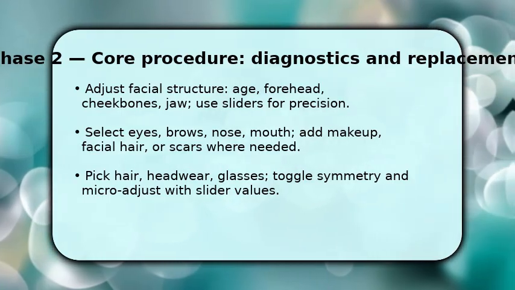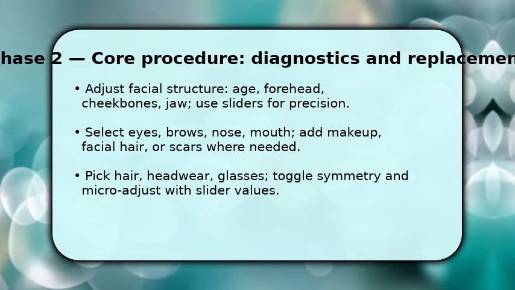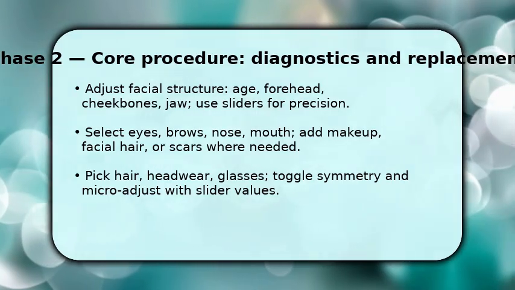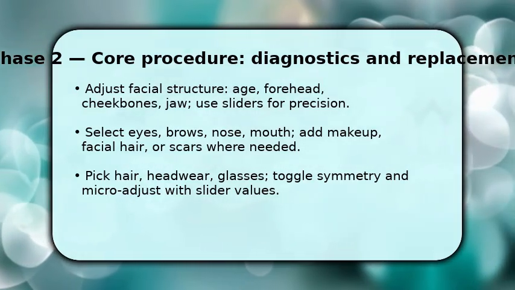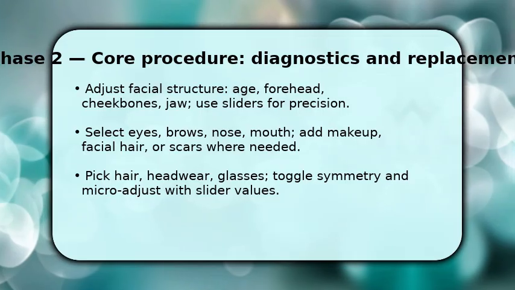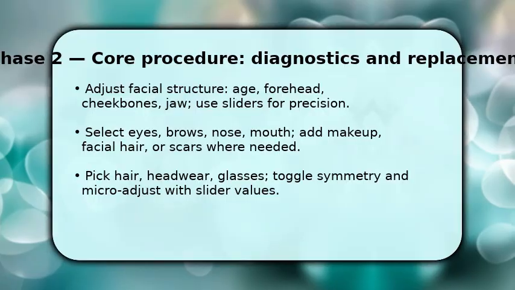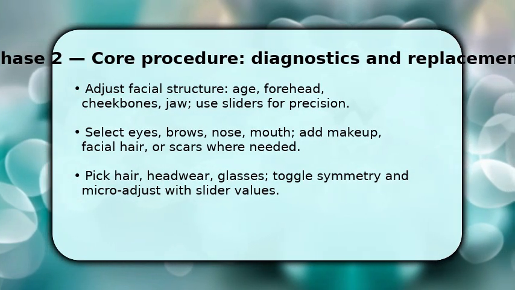You'll adjust facial structure using sliders for jaw and cheekbone depth, then pick eyes, brows, nose, and mouth shapes. Small slider tweaks change expression nuance. Add facial hair, makeup, or scars to communicate character quickly. After features, choose hair, headwear, and glasses.